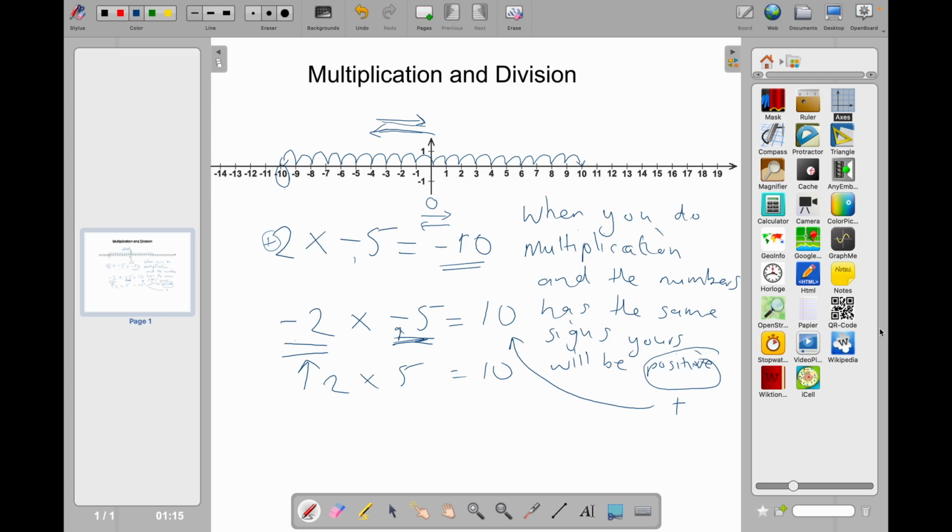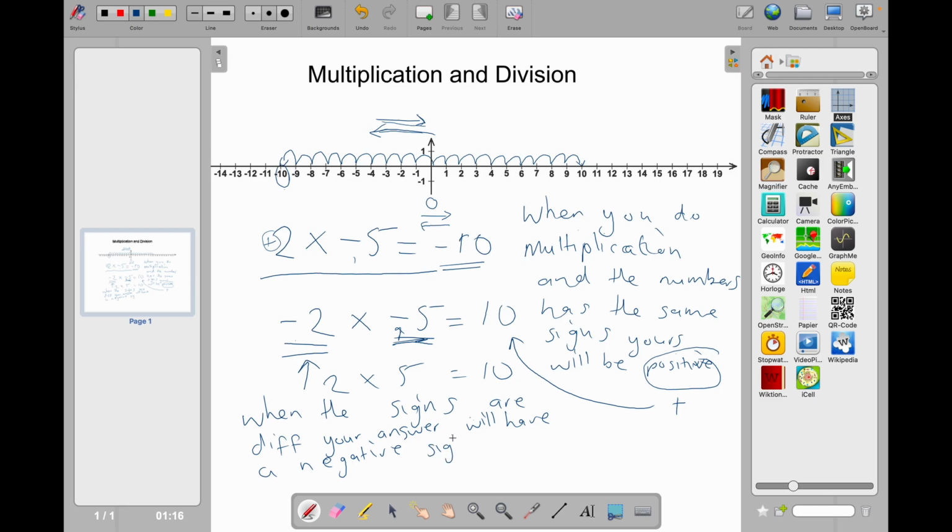Okay, so now we have a general rule, and from what we can see here, when the signs are different, your answer will have a negative sign. Okay, so now that's the general rule we have.